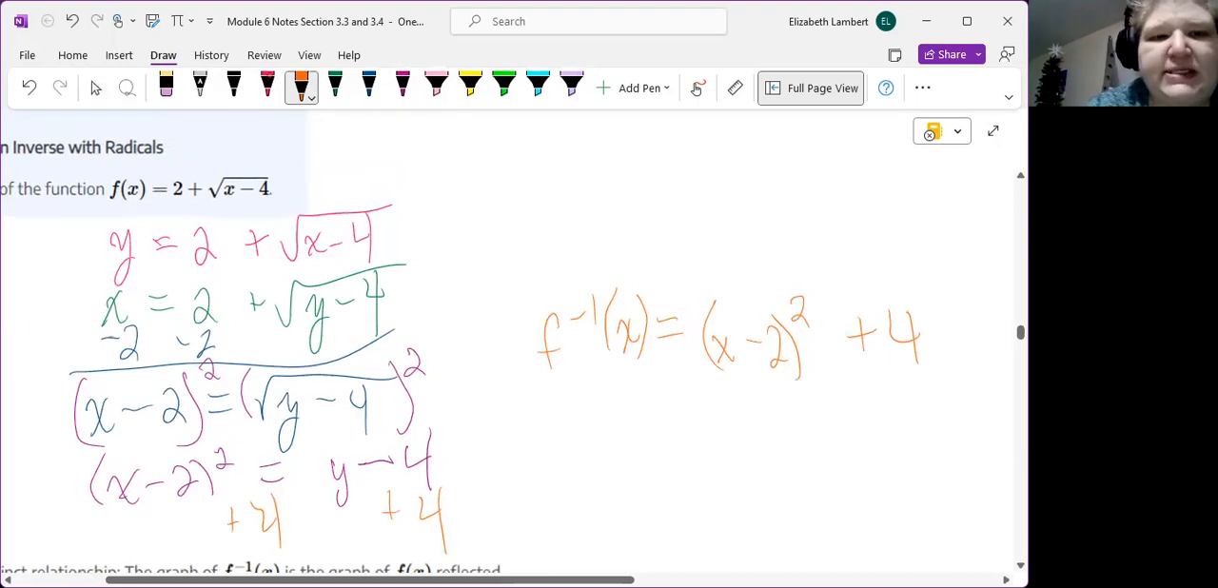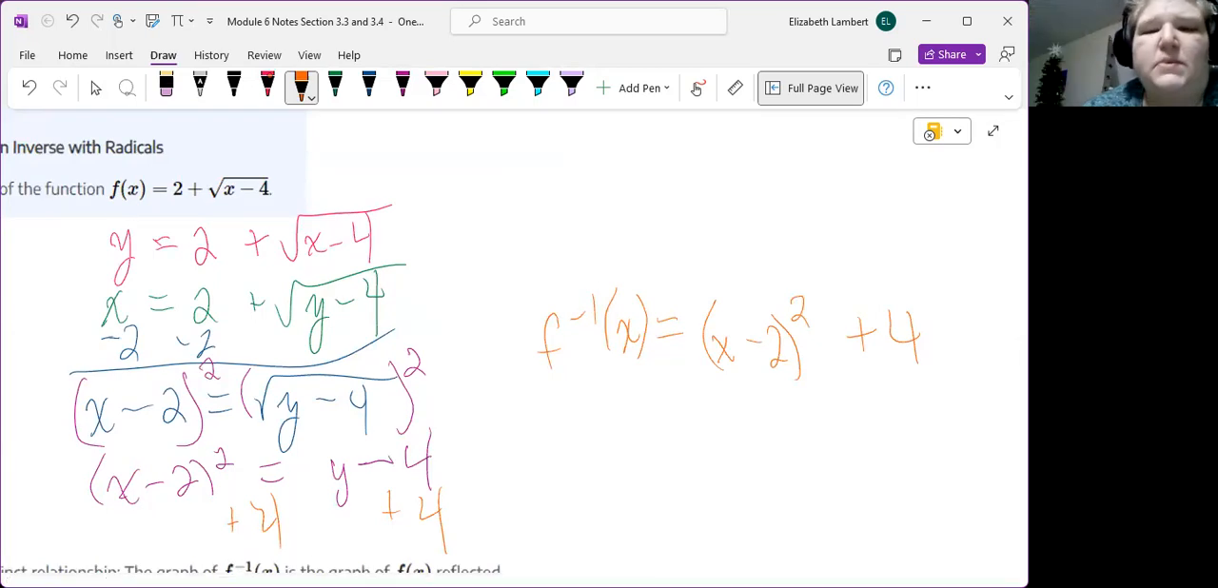So the original is a radical that's been shifted right and then up, but it only has a domain from 4 to infinity. So our inverse here, we need to restrict the domain so it matches that. So the range restriction on this original square root function is our domain restriction that we need on this quadratic. So the range restriction is a little bit weirder.